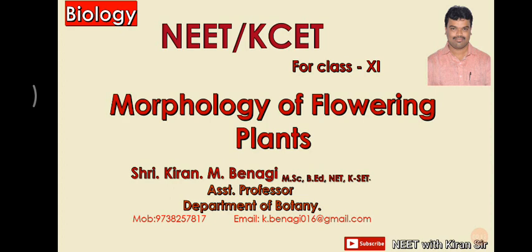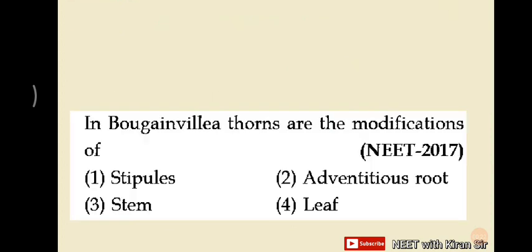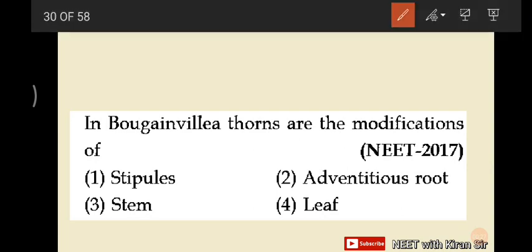So we are on part 2, that is MCQs part 2 of the chapter morphology of angiosperm. So go to the questions here. First one: in bougainvillea, the thorns are the modification of... So remember the example, bougainvillea.